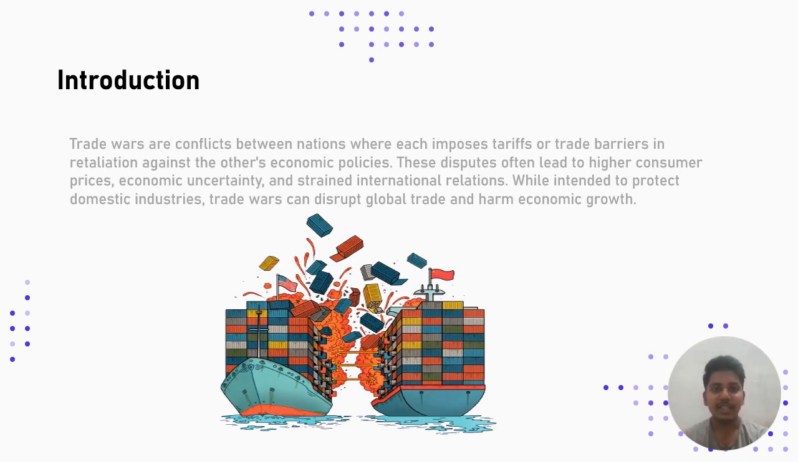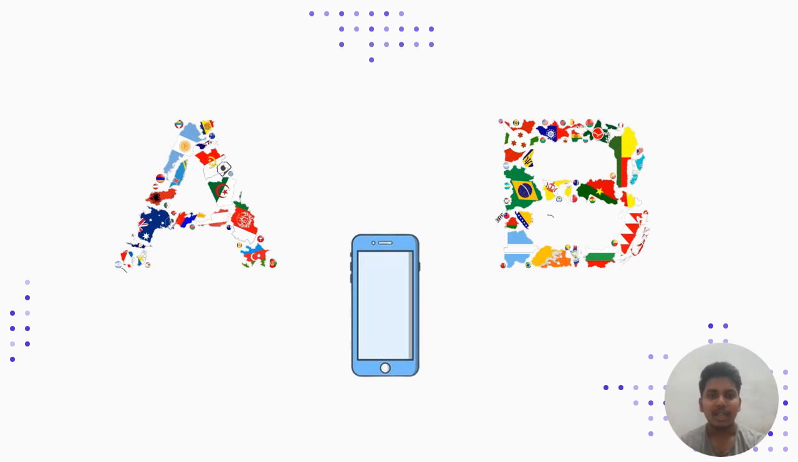A trade war is basically an economic conflict between two countries characterized by escalating tariffs or trade barriers. Now to understand this better, let's take an example. Consider an example with two countries, country A and country B.